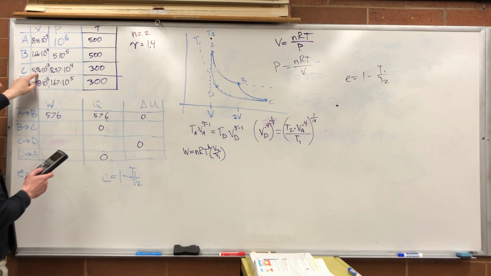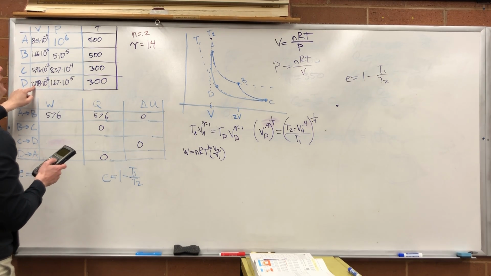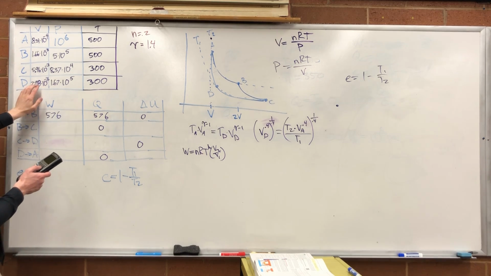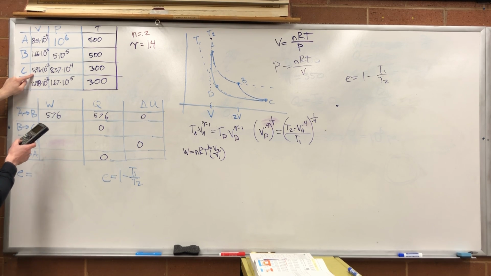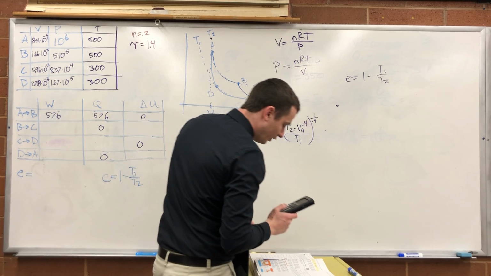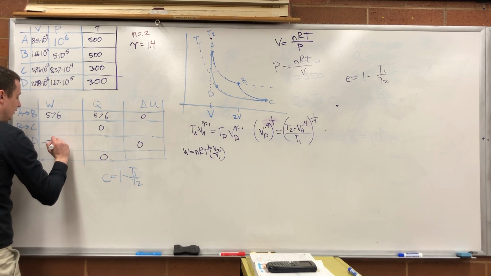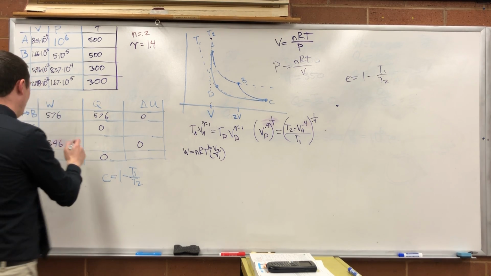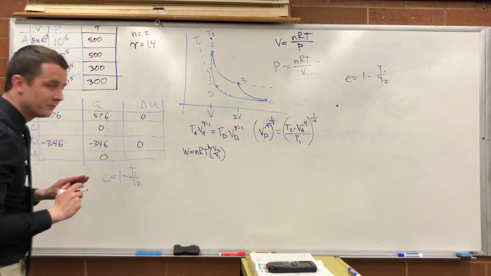Did you get those mixed up? I did get those mixed up. I'm doing this terribly. I plugged in C for D every time. Okay, my volume at D divided by my volume at C, right? Yes. So my volume at D, we just care about the ratio, so just 2.98 divided by 5.96. Okay, negative 346. Okay, that I can buy. And then the heat here is also negative 346, right?